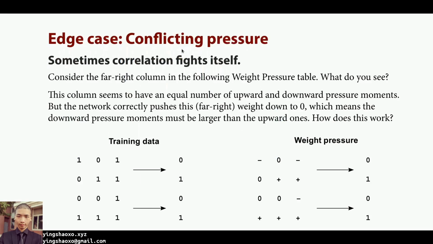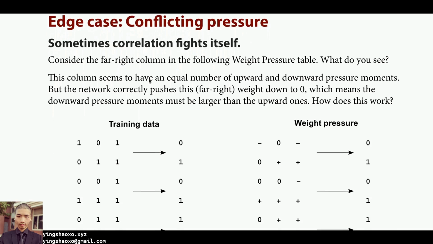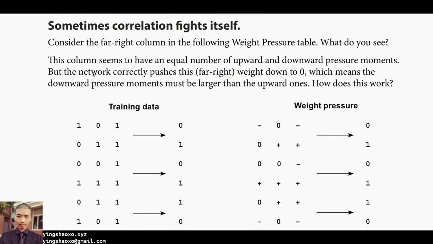Edge case: conflicting pressure. Sometimes correlation fights itself. Consider the far right column in the following weight pressure table. This column seems to have an equal number of upward and downward pressure moments, but the network correctly pushes this far right weight down to 0, which means the downward pressure moments must be larger than the upward ones. How does this work?